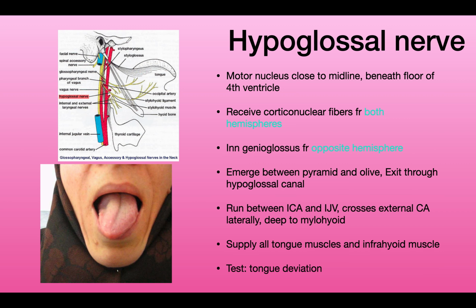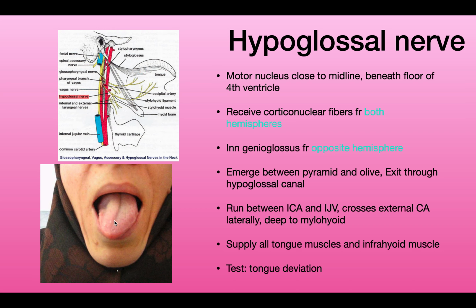Okay, so cranial nerve number 12 has the motor nucleus closest to the midline below the floor of the fourth ventricle, and it receives the corticonuclear fibers from both hemispheres. So it's going to innervate the genioglossus from the opposite hemisphere. It emerges between the pyramid and the olive, exits through the hypoglossal canal, and runs between the ICA and IJV, crosses the external carotid artery laterally, and goes deep to the mylohyoid. So it's a pretty protected nerve.